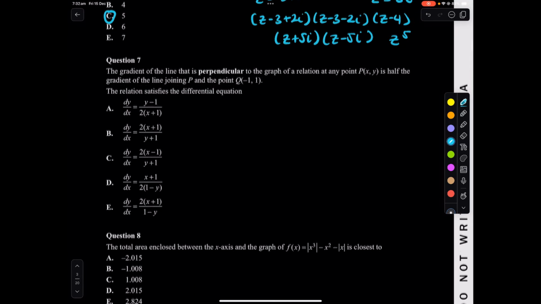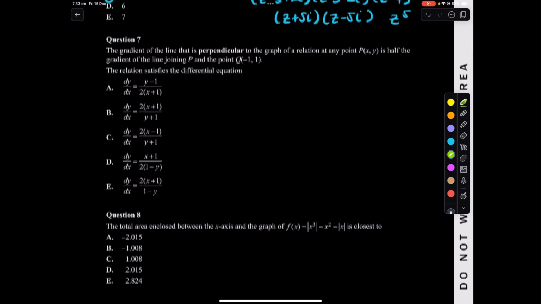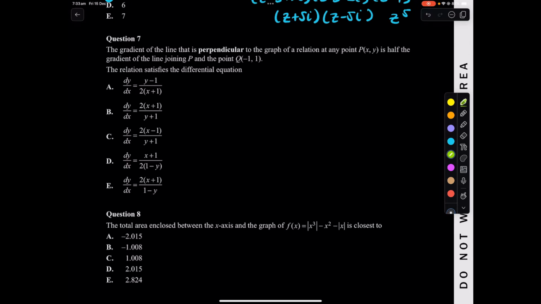Done. Question 7. The gradient, let me just use the graph. So the gradient of a line that is perpendicular to the graph of the relation at any point x and y is half the gradient of the line joining P and Q. This is a very similar question in exams. I've seen this, I think in the 2017 exam, if I'm not mistaken. Yeah, this question is very, very similar. So what we know is the gradient of the line that is perpendicular, remember? If m is your gradient, which we write as dy dx.